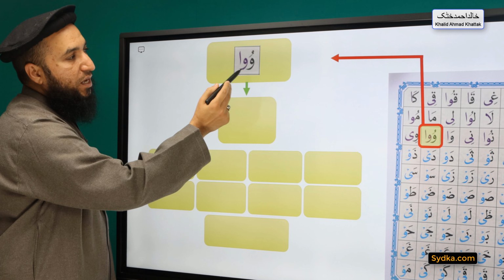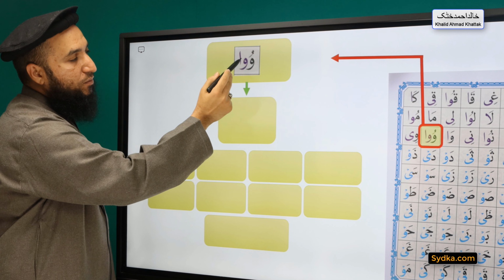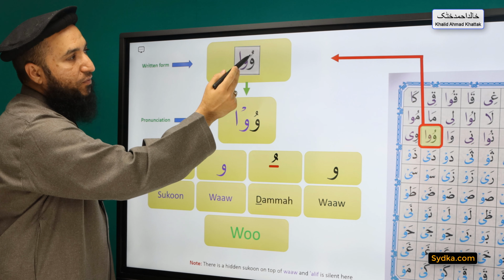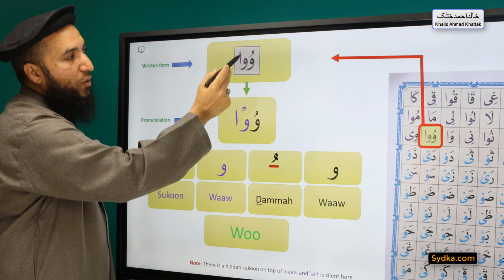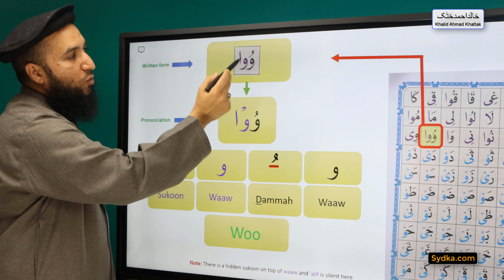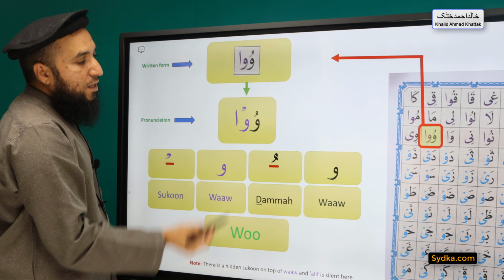The next syllable we have is Waw Dhamma Waw Sukoon. Waw is a light letter, it has dhamma on top of it, it is followed by waw, and this waw has a hidden sukoon, and this alif is silent. Waw dhamma waw sukoon, wu.